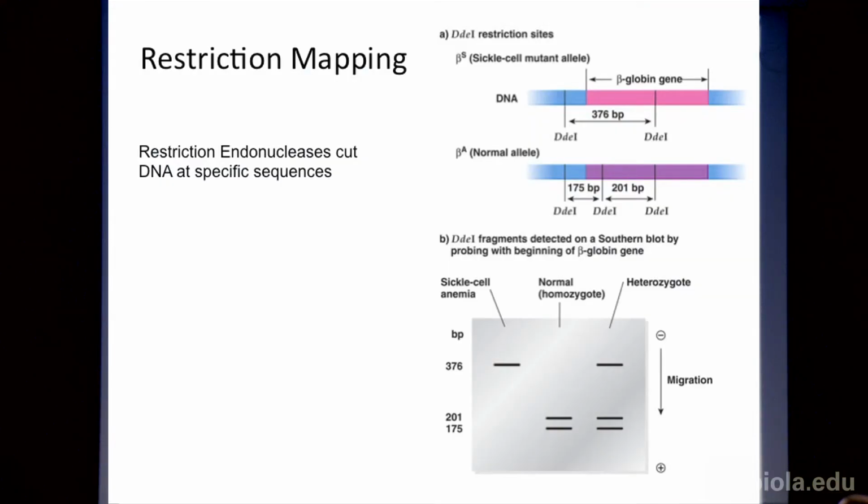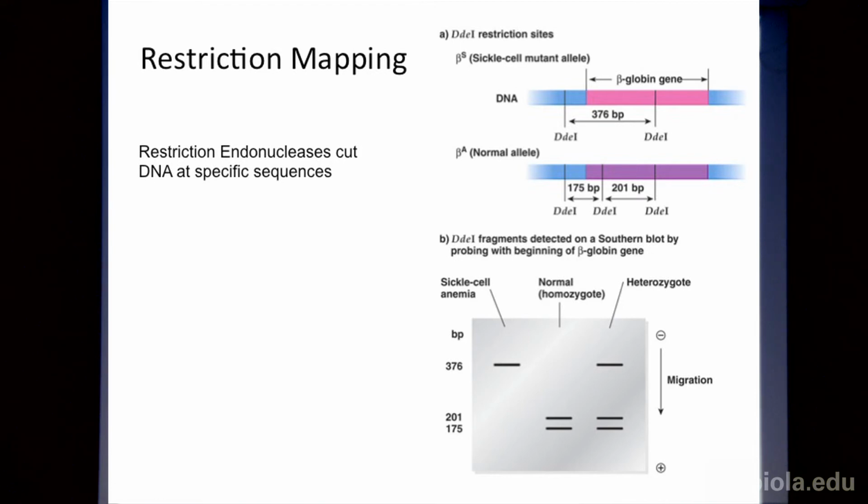In restriction mapping, we're going to cut at certain places in the genome. Here is an example of restriction mapping. This is the normal globin gene, beta globin. It's one of the proteins that make up hemoglobin. This is the normal allele, the normal sequence of a functional hemoglobin gene. It's got sequences right here called the DdeI sequence. That's just a really short nucleotide sequence that this enzyme, DdeI, recognizes. So the enzyme will come in, recognize it, and cut the chromosome right there.